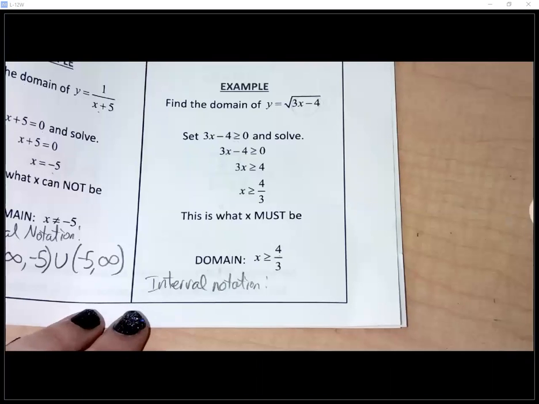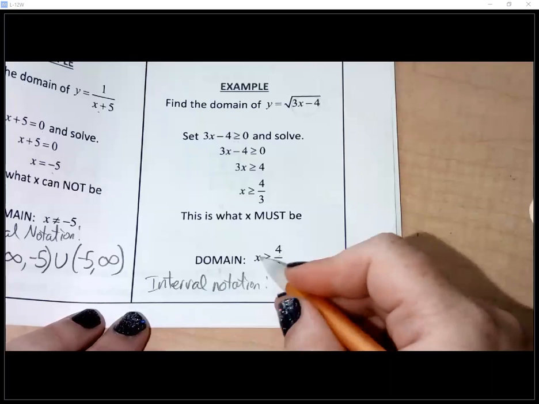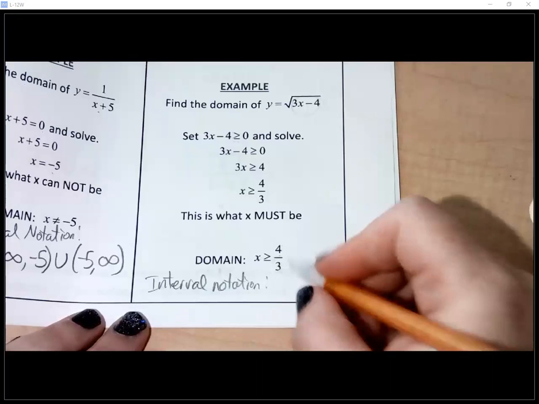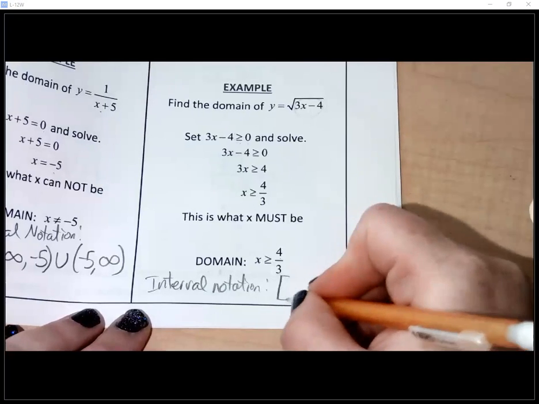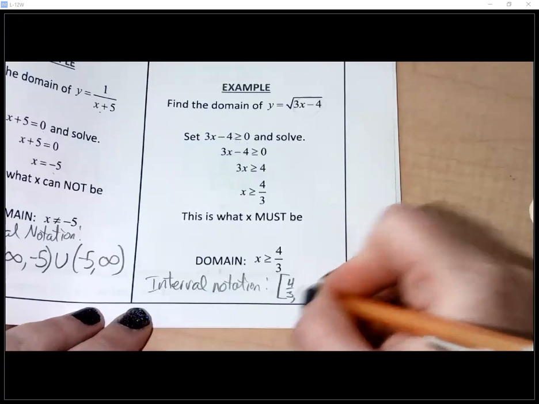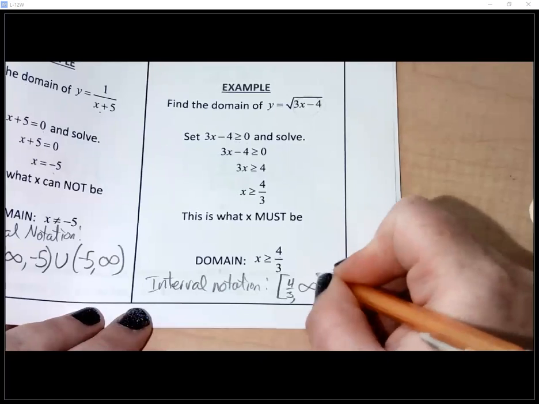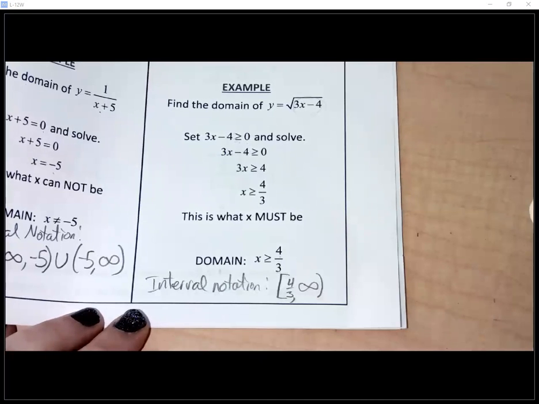So think on this. You are not starting at negative infinity here. I can't plug in anything I want. I can only plug in things that are greater than or equal to 4/3. That's where I'm starting. I'm starting at 4/3, and then I can go off to anything bigger than that. So that's what that would look like in interval notation. Does that make sense?